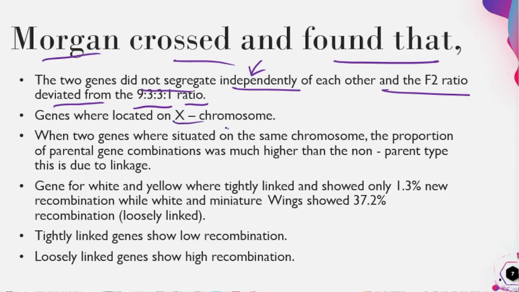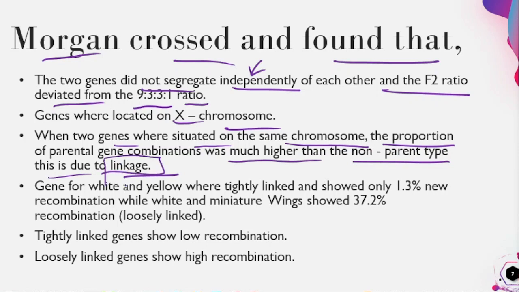Genes were located only on the X chromosome. We observe the Y chromosome did not contain any genes. Only the X chromosome contains genes. When two genes were situated on the same chromosome, the proportion of the parental gene combination was much higher than the non-parental type due to linkage. Because of the linkage, you can observe that the parental type is high and the non-parental type is comparatively low.